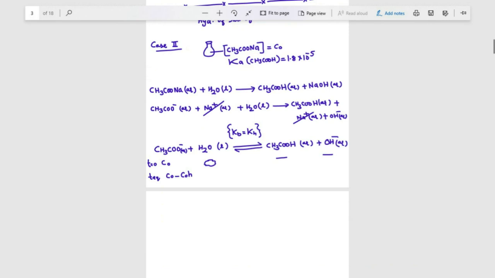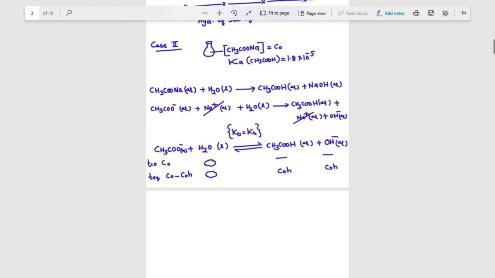So H is the degree of hydrolysis, and water is the solvent. It is present in excess amount, so its concentration will be almost constant. It does not depend on the amount of the substance. There is formation of C naught H and C naught H. When one particle of acetate ion reacts, one particle of acetic acid will form and one particle of OH minus will form. So the amount of acetate ion hydrolyzed is C naught H, that's why C naught H and C naught H.